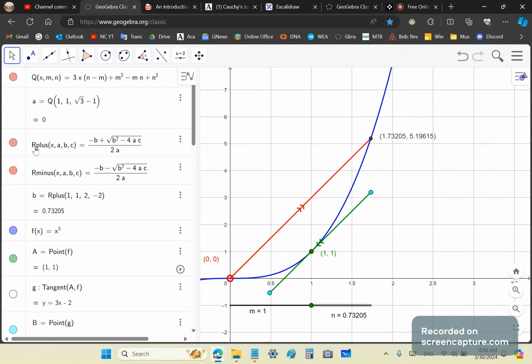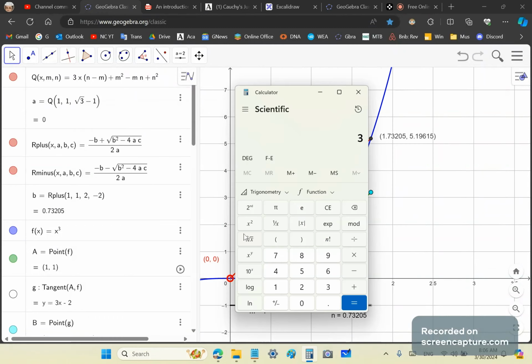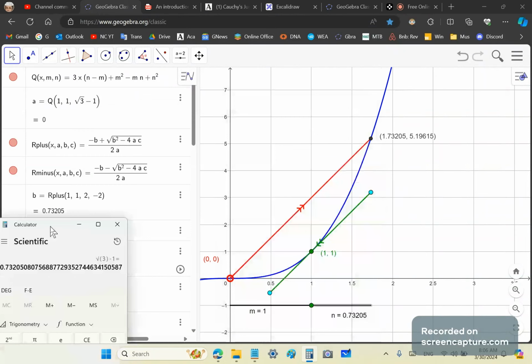And the way you can get that is you can have these helping functions here, which are basically just a quadratic formula. Turns out that the one you need to use is the plus one, because this one here will give you a negative distance, and you can't have a negative distance for n. So if you put 1, 1, 2 minus 2, you'll get square root 3 minus 1 here. This is square root 3 minus 1. Don't believe me? Let me show you. Root 3 minus 1. Okay, as you can see, it's exactly the same value, right?